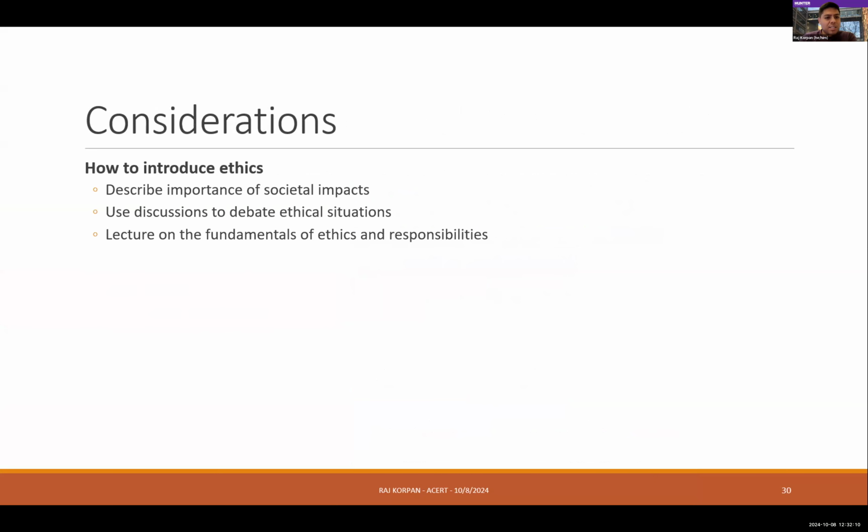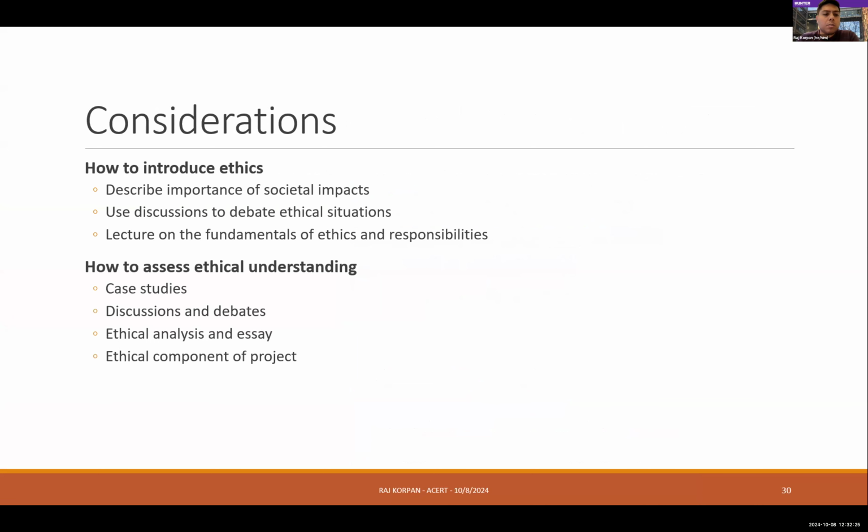How do we introduce ethics into a course? To me, it has to infuse the entire course from the beginning, thinking about societal impacts and then moving into specific ethical situations and talking about the fundamentals of ethics and responsibilities. And then how do we assess ethical understanding? Doing case studies, discussions and debates, then doing a more in-depth ethical analysis on a current topic, and doing an ethical component of the project.